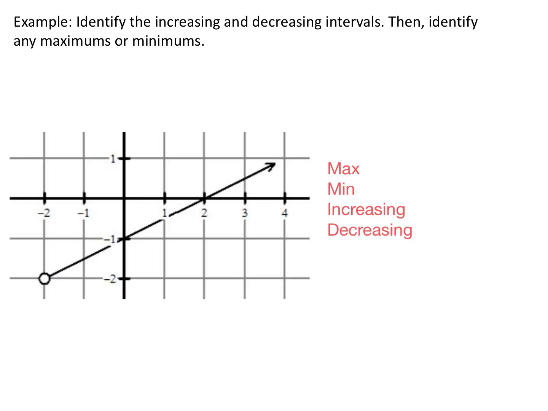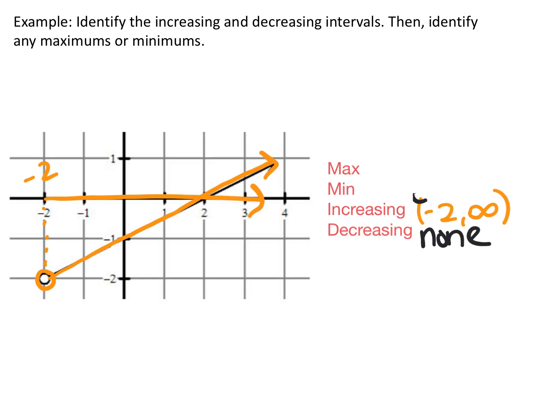In this example, if I read from left to right, it starts at this open circle and it's increasing the entire graph. So from -2, and it continues further to the right, it's always increasing. So I'm increasing from -2 to infinity. My decreasing interval is none, since it's never decreasing, and I also don't have a maximum or minimum, so I would also put none.